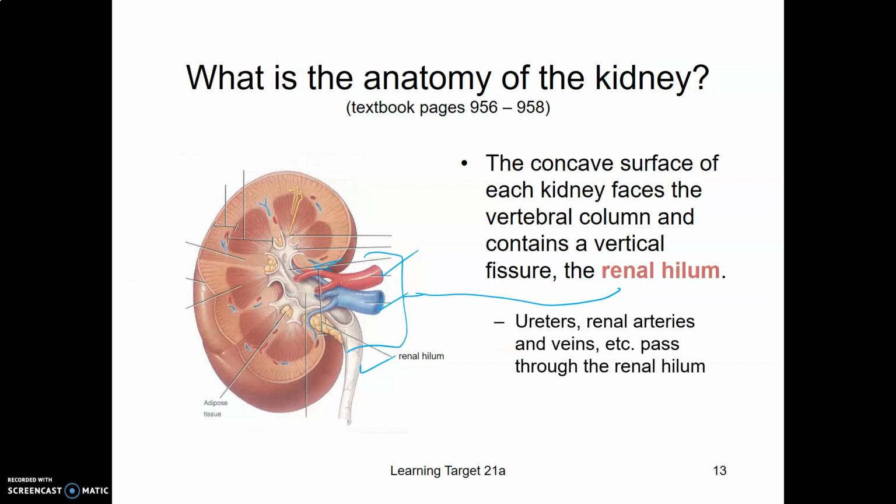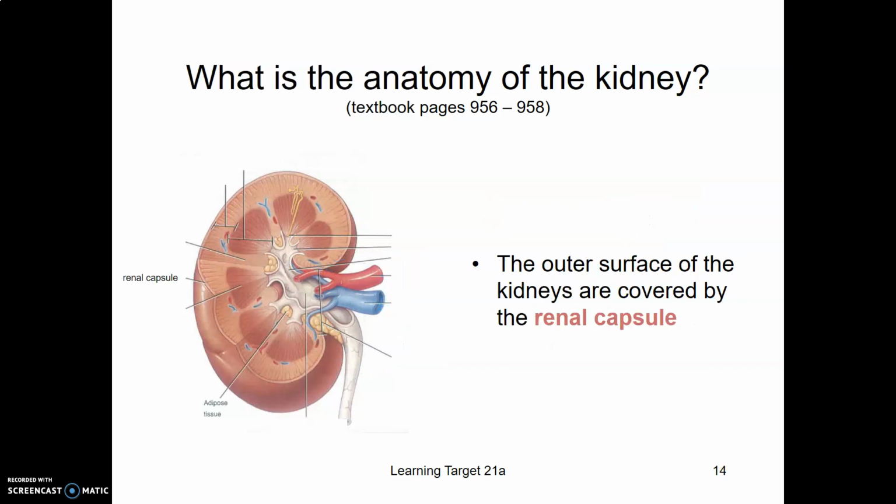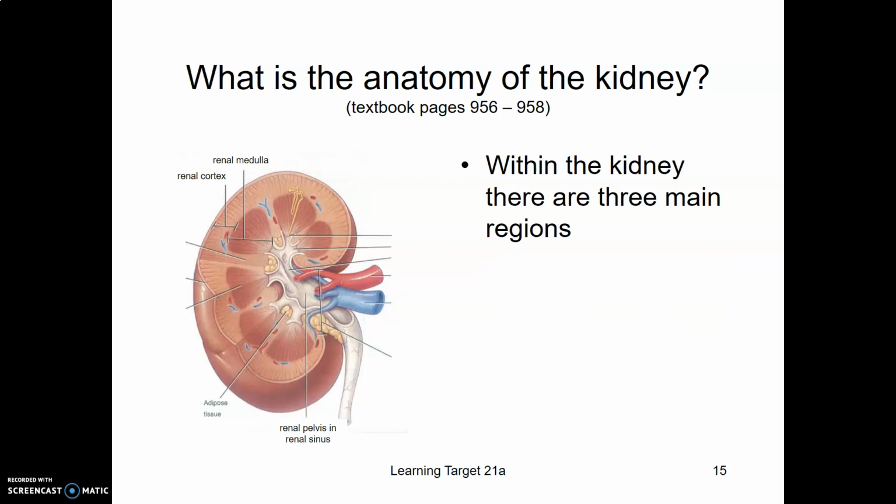So again, if you want to follow along and take notes with your note packet, just one more way of reinforcing this. Next, we talked about the outer portion, the renal capsule, that sort of lines the outside. We can, again, call that like a visceral membrane. And then we made a little chart: cortex, medulla, and sinus. There are these three main regions.